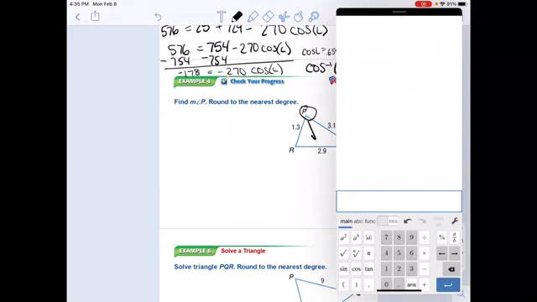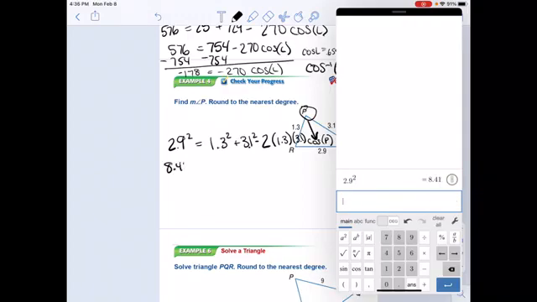So once again, we have the side, side, side. We know the opposite side of the degree we're trying to find is squared equals the other two squared. It's kind of like modified Pythagorean theorem, actually. And then subtract 2 times 1.3 times 3.1 cosine of the degree P in this case. Okay, now we just have a bunch of solving to do with decimals. So 2.9 squared is 8.41.